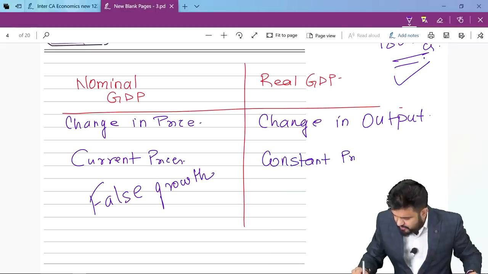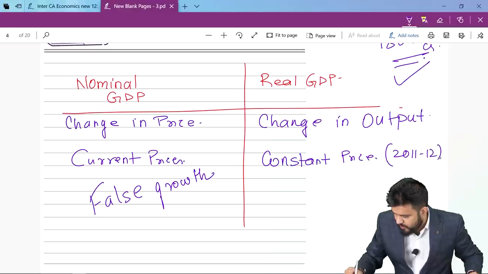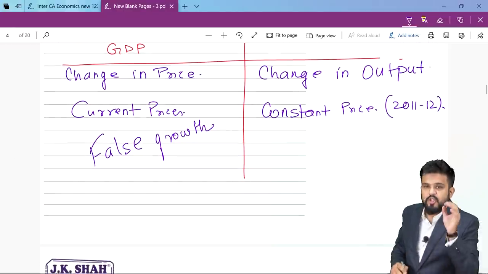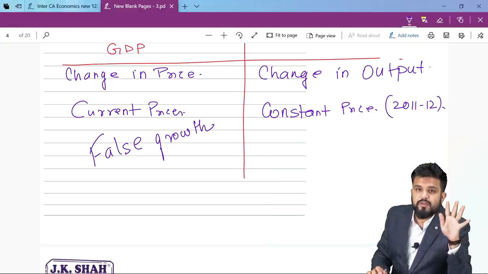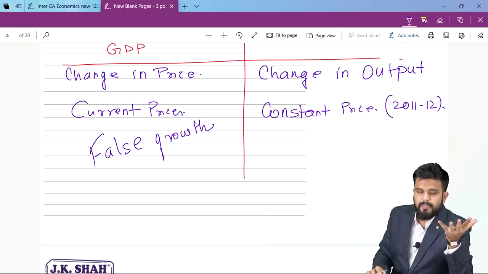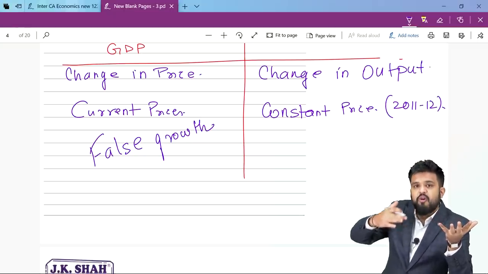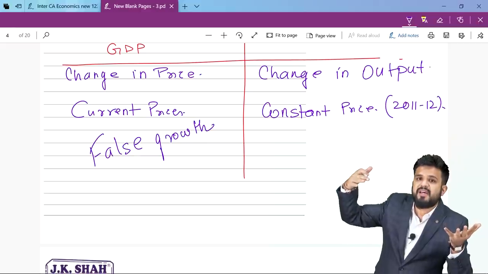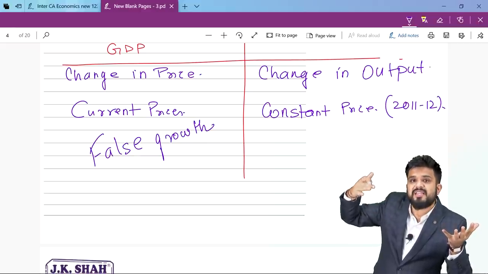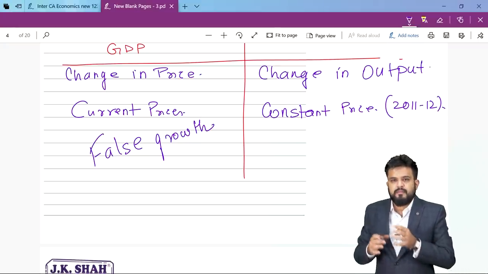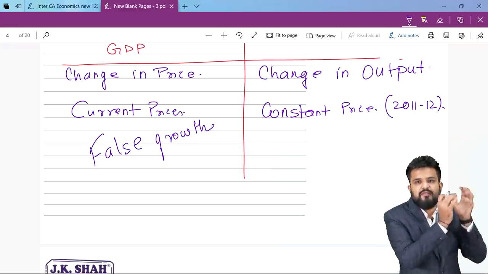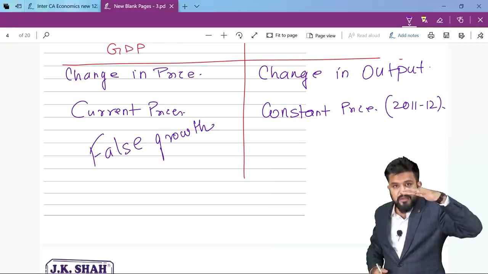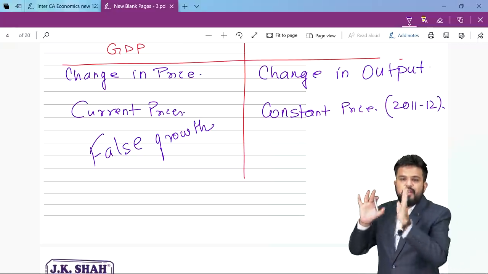Here constant prices are taken. That is 2011-12 is considered as the base year for calculating. So here they will take the prices which were going on during 2011-12. In a particular year, how much quantity of goods and services are produced, how much quantity is added, those goods and services will be multiplied with the price of the base year, that is 2011-12. So price will remain constant, output will be taken into consideration.